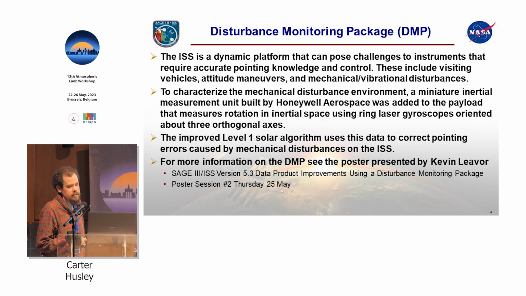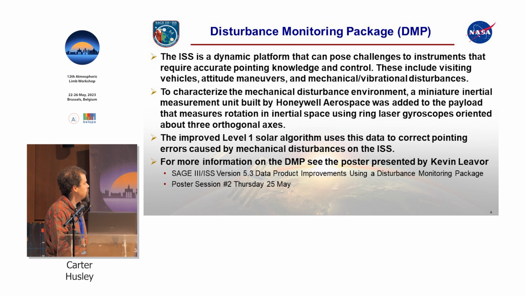To characterize these mechanical disturbances, a miniature inertial measurement unit built by Honeywell Aerospace was added to the payload, and it measures rotation in inertial space using ring laser gyroscopes oriented on 3 axes. We took this data and used it only in the Level 1 algorithm to improve our transmission data, to make sure we can correct for pointing errors when we have these disturbances on the ISS. For a much more detailed description of the implementation of the DMP, see Kevin's poster, I believe, on Thursday.